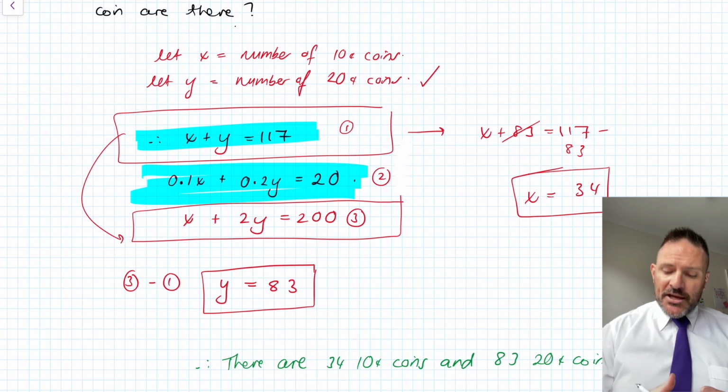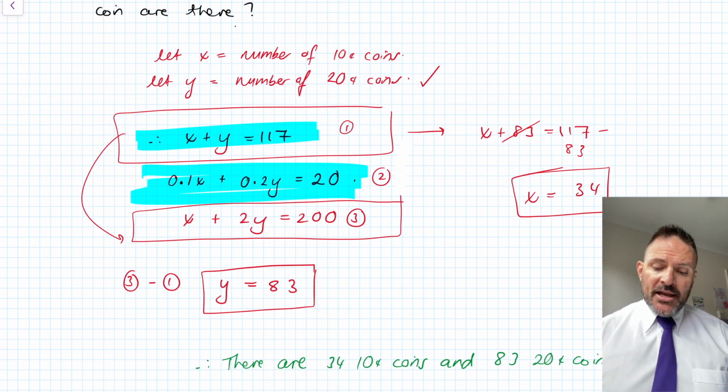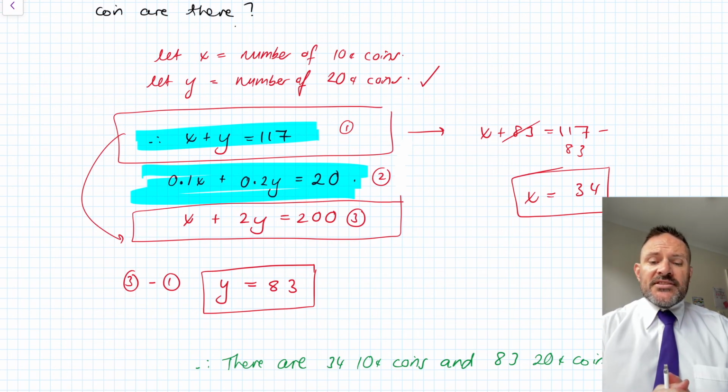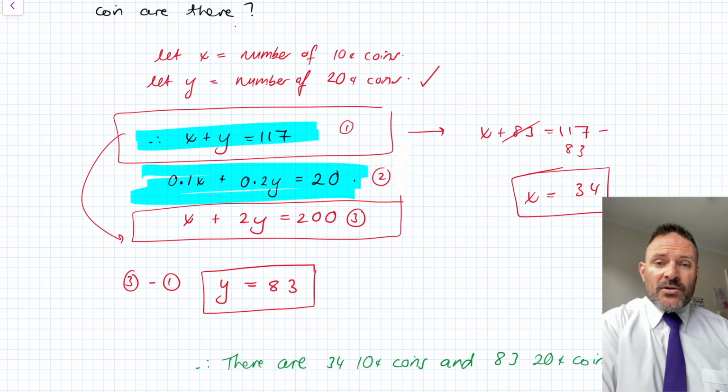Now, of course, in examination, I grab my calculator out. I'm going to double check the two questions. I'm going to double check that 83 and 34 add together to 117. I'm also going to say 34 times 10 cents plus 83 times 20 cents. Make sure that adds up to $20 as well.